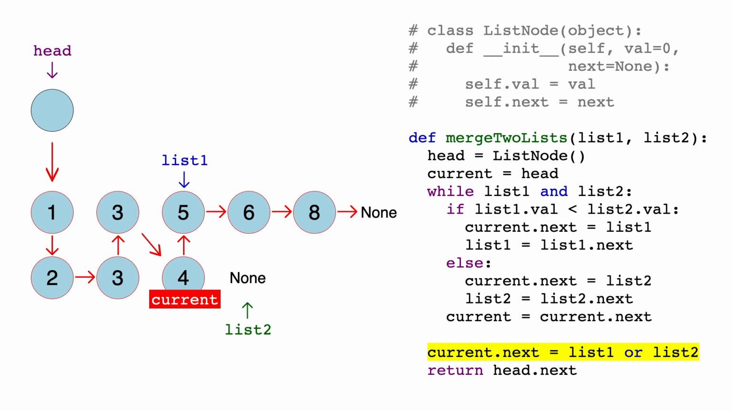Now our new linked list goes from 1 to 2 to 3 to 3 again, then to 4, and then 5, 6, and 8, and remains in sorted order. All that's left to do is return head.next, which points to the starting node, and we're done.